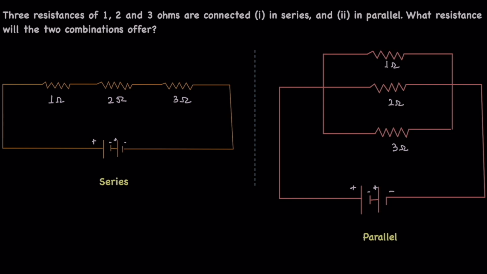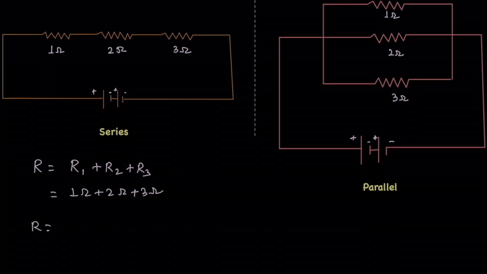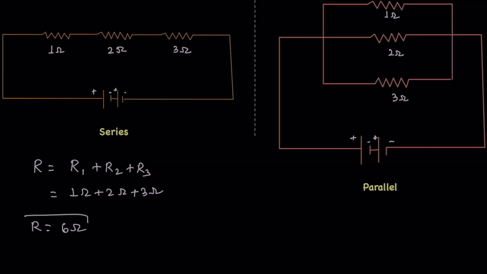If we use the total resistance formula for series, R is equal to R1 plus R2 plus R3. So 1 ohm plus 2 ohm plus 3 ohm. Total resistance will come as 6 ohm. If we use the parallel formula for finding the total resistance, 1 by R is equal to 1 by R1 plus 1 by R2 plus 1 by R3.